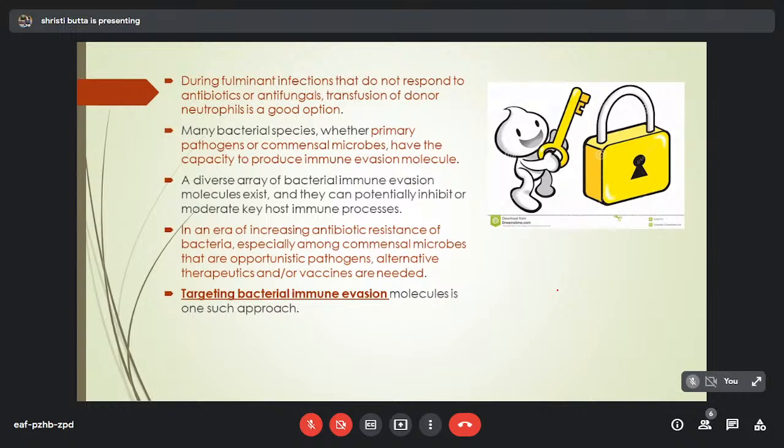Many bacterial species, whether primary pathogens or commensals for that matter, have the capacity to produce immune evasion molecules. As we discussed, they evade completely the bactericidal process, phagocytosis, apoptosis, everything. So there is a diverse array of bacterial immune evasion molecules that exists. In this era of increasing antibiotic resistance, especially among the commensals and opportunistic pathogens, alternative therapeutics and or vaccines are the need of the hour. Therefore, targeting bacterial immune evasion molecules could be one such approach.